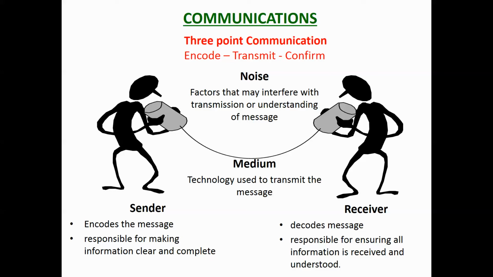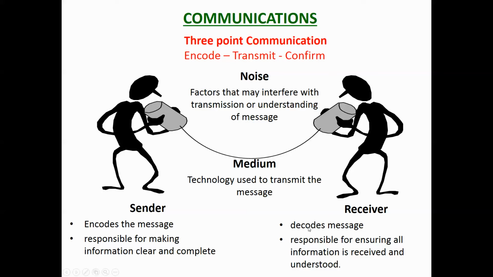So we've got the sender. The responsibility of the sender is to encode the message, to put it in a form where the receiver is going to receive the information that they need to receive, and is responsible for making that information clear and complete. In other words, communicating in a way that the receiver is going to understand, and complete, that they receive all the information they require. Then they communicate it through a medium, the technology used to transmit the message. Now that could be an email, it could be a telephone call, it could be a conversation, it could be a newspaper article, it could be an advertisement, it could be a report. All those things are mediums, the way that you communicate it.